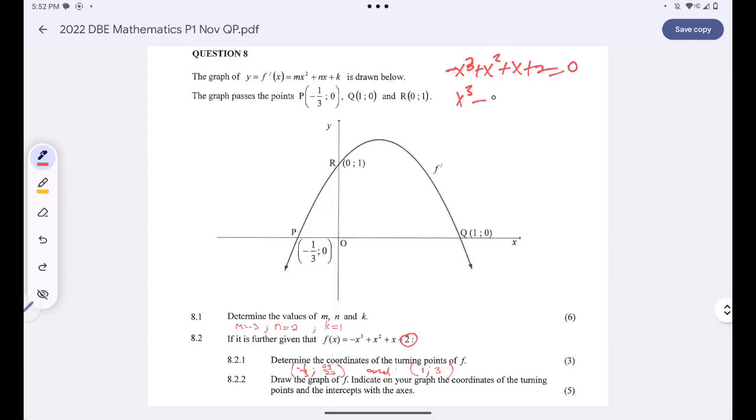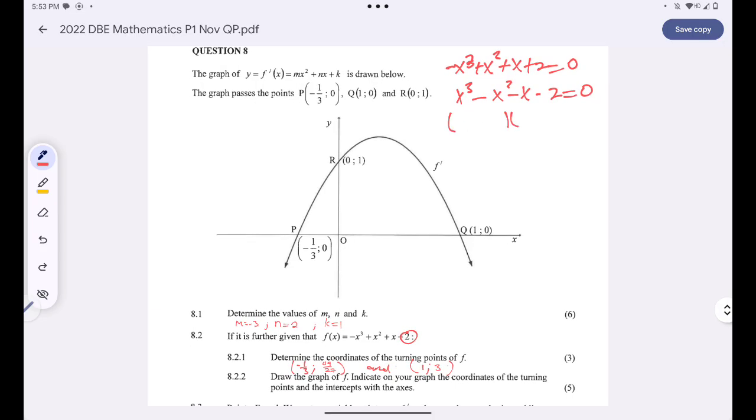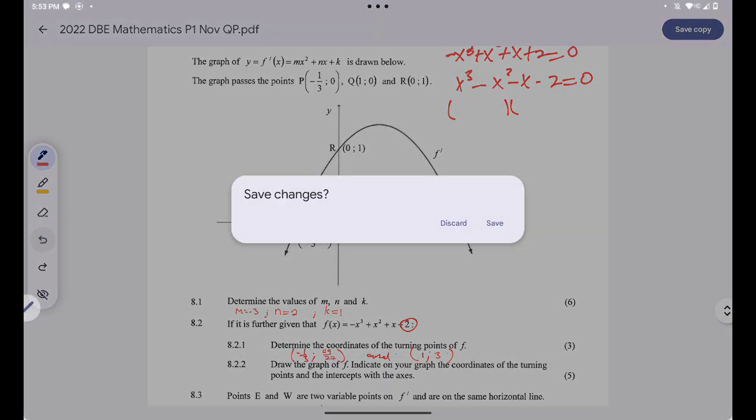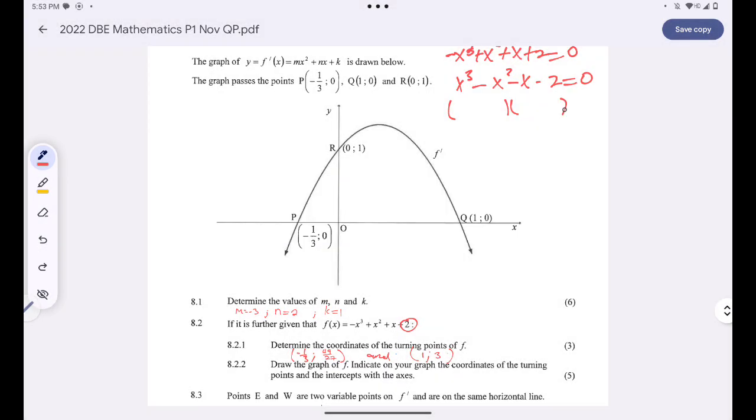I'll have x cubed minus x squared minus x minus 2 is equal to 0. I just need to find a factor here and then factorize. The factor that I'll have is 2. Let me check. I'm doing trial and error, guys. Please do it on your own as well to find the factor. Okay, so my factor is x minus 2.